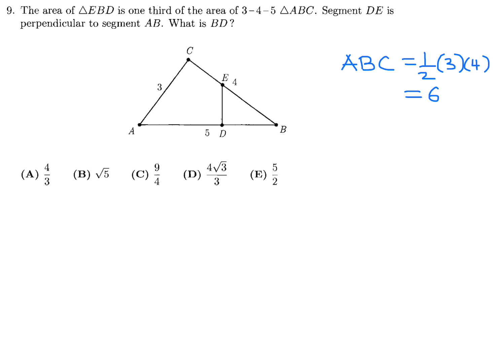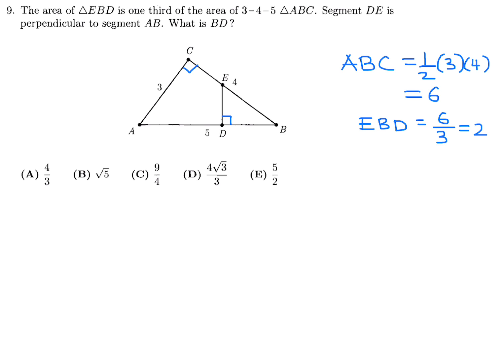And then EBD, that they're saying is 1/3 of that area. So it's 6 divided by 3, and that's 2. So now they want you to figure out BD, which is this distance, obviously. And this is where similar triangles will be used. Segment DE is perpendicular, right? So that means this is a right angle right here. So this is obviously a right angle.